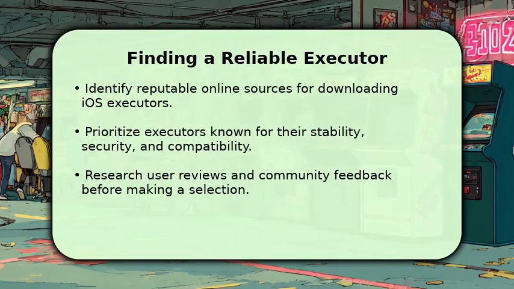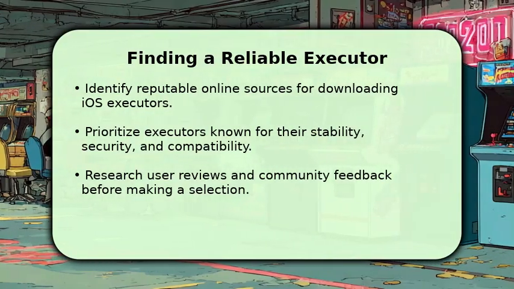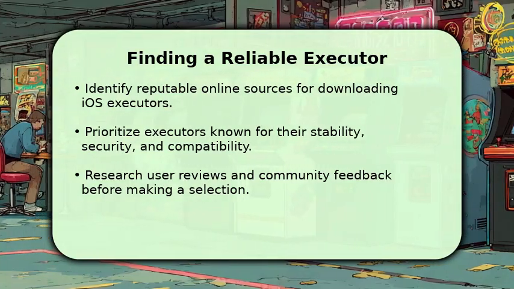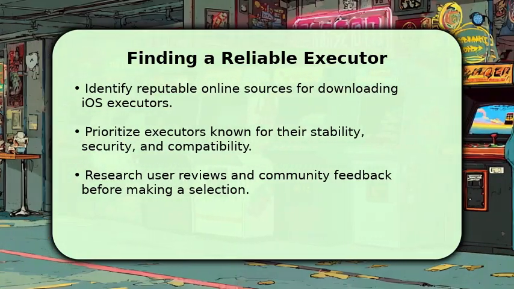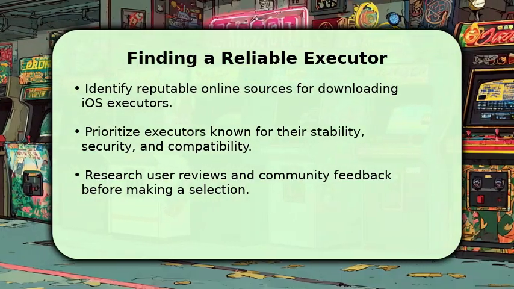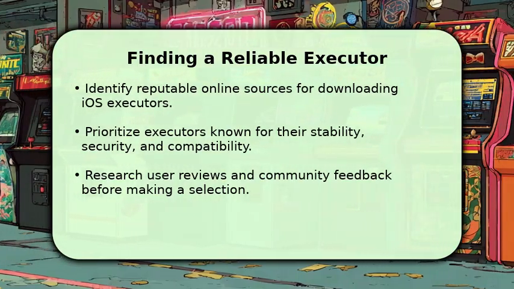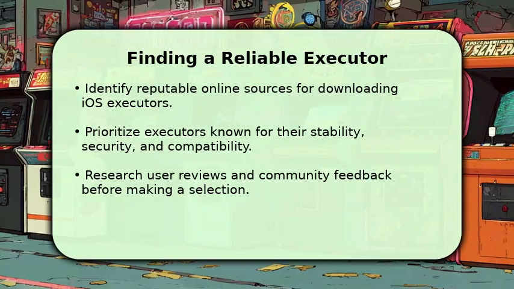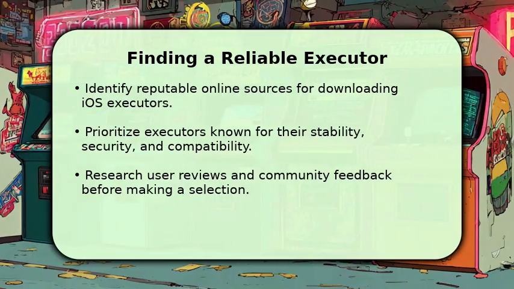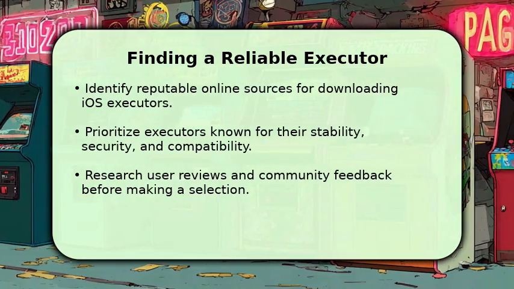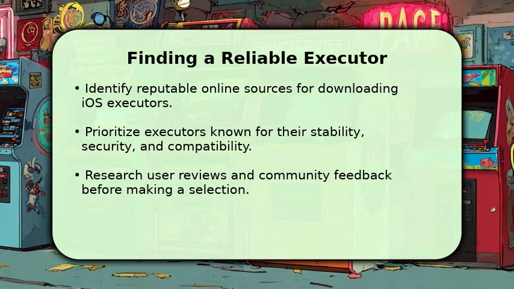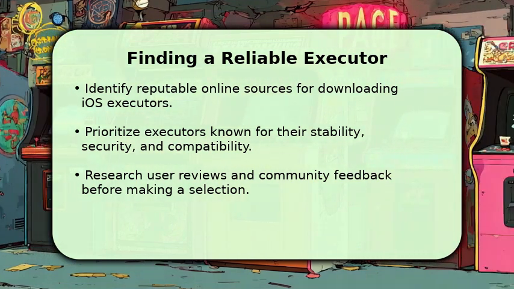Finding a reliable executor is your crucial first step. You'll need to search for reputable sources online, often through dedicated communities or forums. Always prioritize executors known for their stability and security, as many unofficial applications can pose risks. Look for versions specifically designed for iOS, ensuring compatibility with your device's operating system. Take a few minutes to research user reviews and community feedback before making your selection.